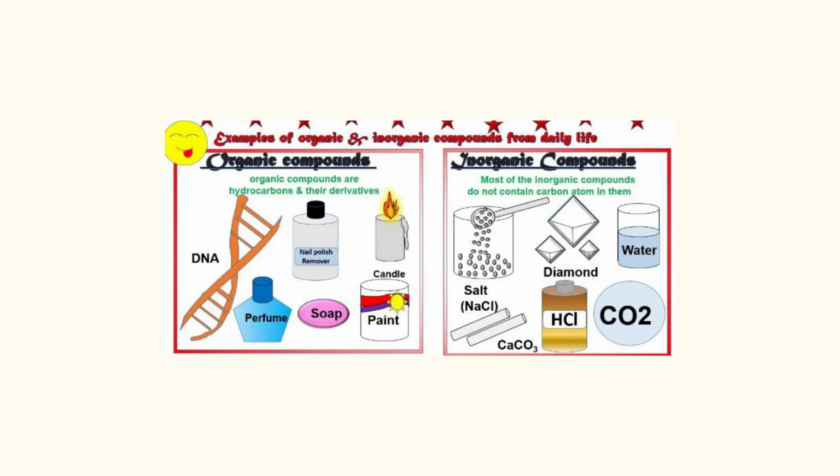Take a good look at the photo showing the different organic and inorganic compounds that we use or encounter in our daily lives or is part of our daily existence. In the photo, you can see the following. For organic compounds, you have DNA, nail polish remover, candle, paint, soap, and perfume. The examples of inorganic compounds are the following. You have salt, diamond, water, carbon dioxide, hydrochloric acid, and calcium carbonate.